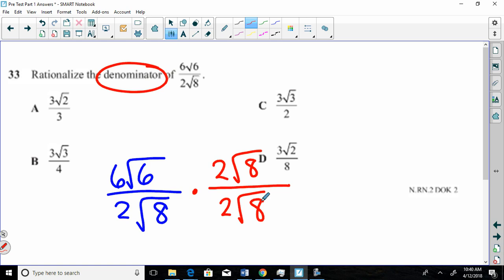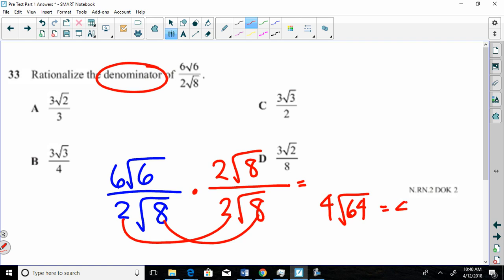So we just multiply radicals the same way we always would. I'm going to do the coefficients first. What's 2 times 2? 4. What's 8 times 8? 64. What is the square root of 64? 8. What's 4 times 8? 32. So the point of rationalizing a denominator is to get rid of the radical. To do that, you just multiply it. Now I do the same thing with the top.